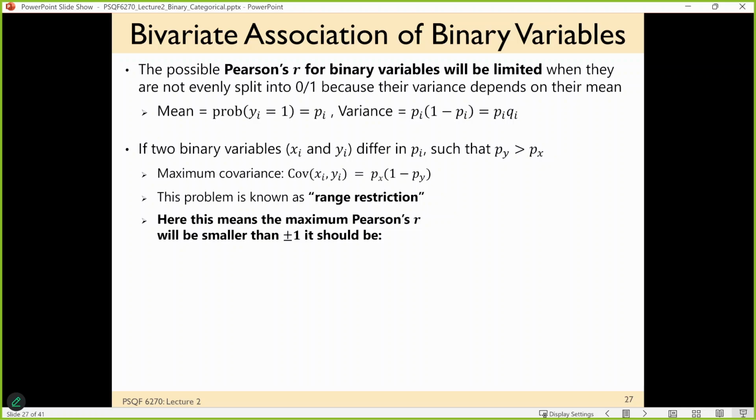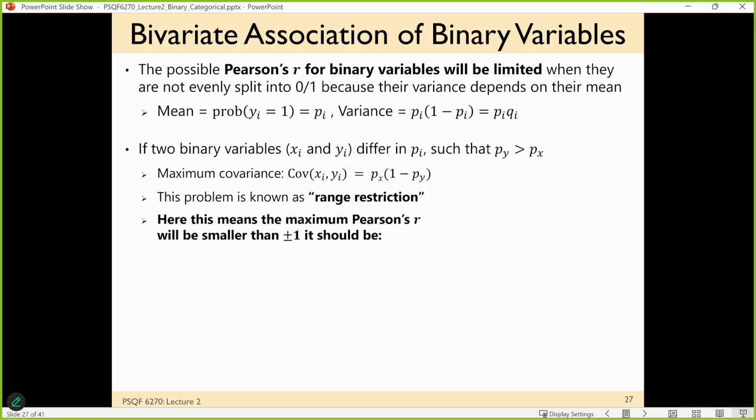And the point of this story is that a Pearson correlation is not a good measure of association for binary outcomes. Here is why. Remember that we have variance that is determined by the mean. So the variance of a binary variable is the proportion of ones times the proportion of zeros. So that means that if the two variables differ in their proportion of ones, that is going to necessarily limit how related they can be because it limits the variance, and if you have less variance, you have less chance to show covariance.